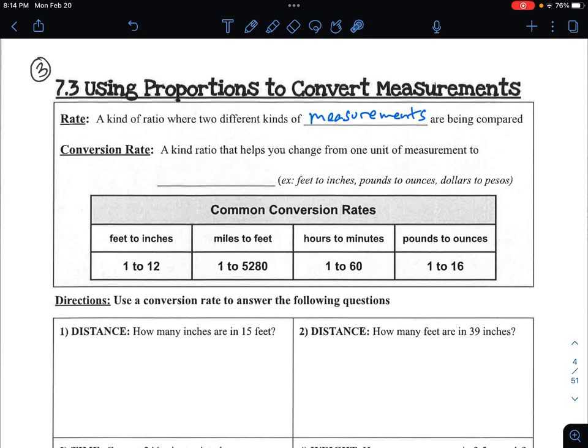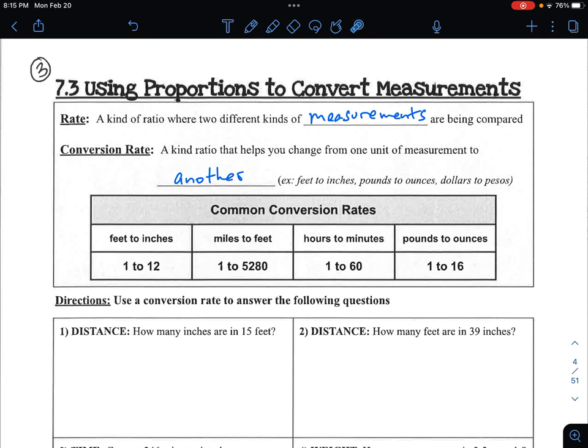Our next term is called conversion rate. So it is a kind of ratio or a kind of rate that helps you change from one unit of measurement to another unit of measurement. Examples are feet to inches, pounds to ounces, dollars to pesos. So we're talking about two different units of distance measurement, weight measurement, and monetary or financial measurement.